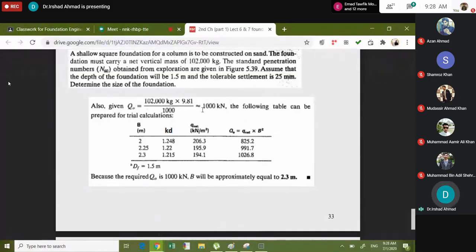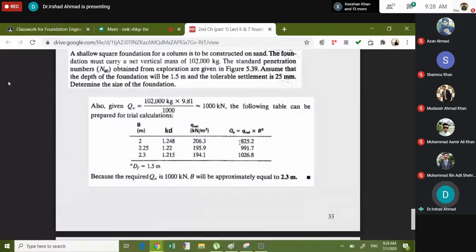This 1000 kilonewton is the load that is going to be applied on the foundation, and the foundation width has to be designed such that it settles by 25 mm. So what we should do is take different values of B, like 2 meter, find the KD values, find the Q net from equation number 2 of the SPT. Now multiply this with the area of the foundation, which is 2 by 2, 4. This is the load that it could take.